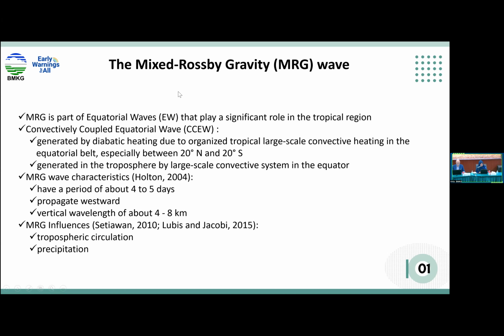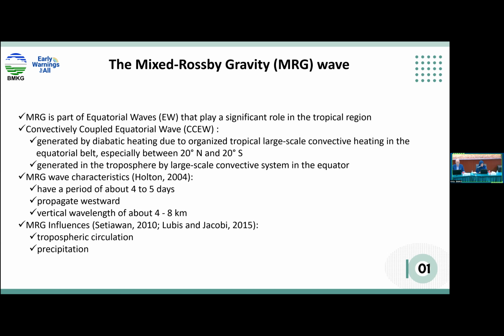The convectively coupled equatorial wave, or CCEW, is an equatorial wave that is also coupled with convection, and it is generated by diabatic heating due to organized tropical large-scale convective heating in the equatorial belt, especially in the region between 20 degrees north and 20 degrees south. It is also generated in the troposphere by large-scale convective systems in the equator.